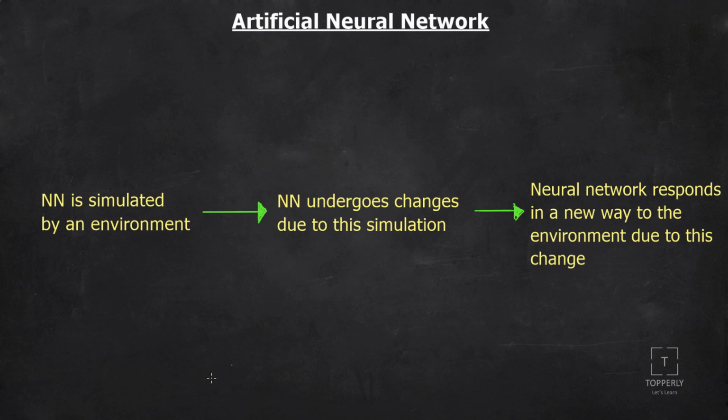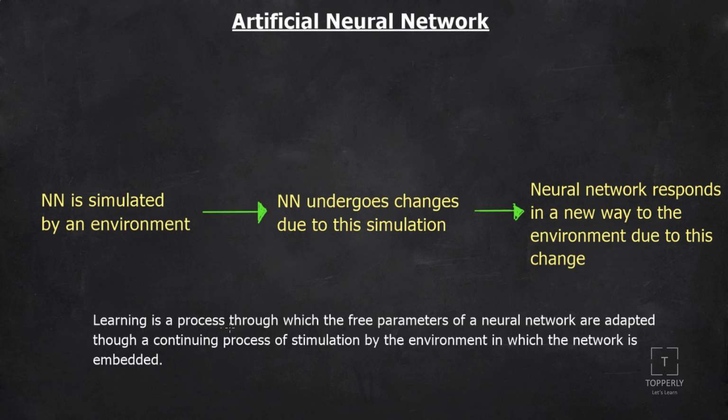Now, coming to the formal definition of learning. Learning is a process through which the free parameters of a neural network are adapted through a continuing process of stimulation by the environment in which the network is embedded. And the type of learning is determined by the manner in which the parameter changes take place.